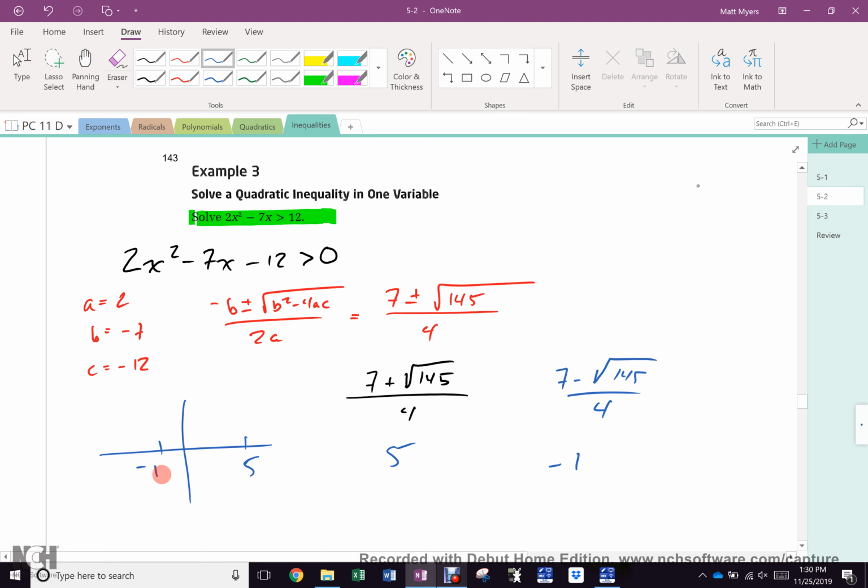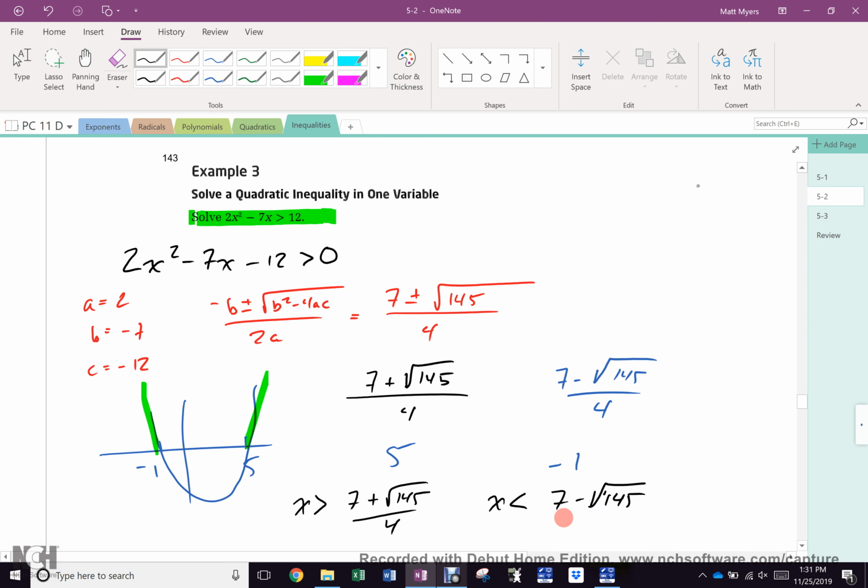Is it a happy or a sad parabola? It's happy. So where is it greater than 0? When the line's above. So up there, yes? So x must be greater than what? We can't say 5, but we know that 5 is this one, yeah? So 7 plus root 145 over 4, or x is less than 7 minus root 145 over 4.